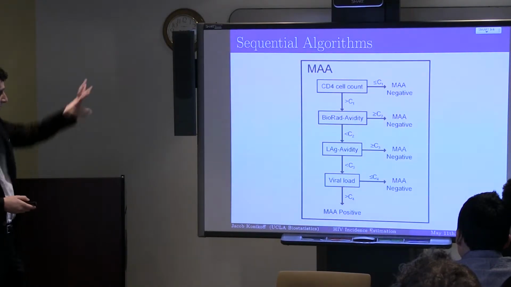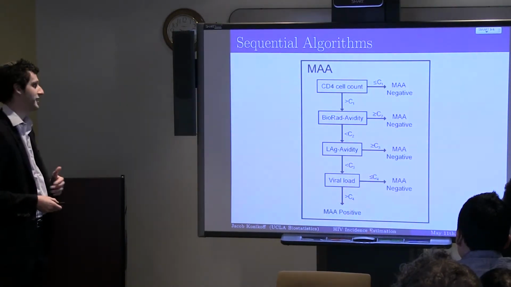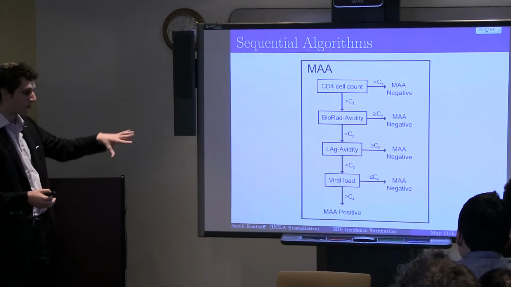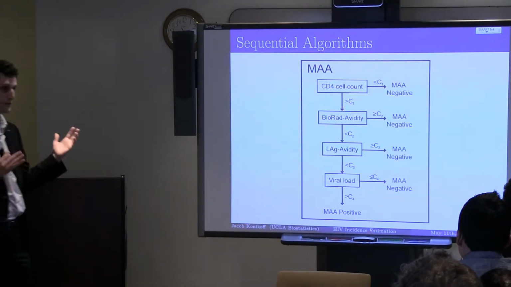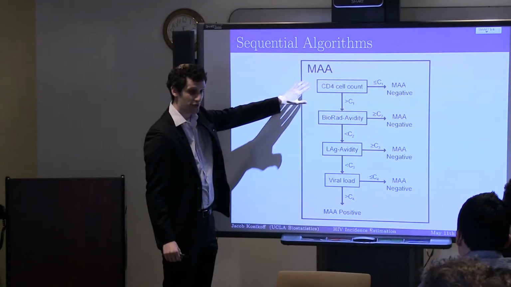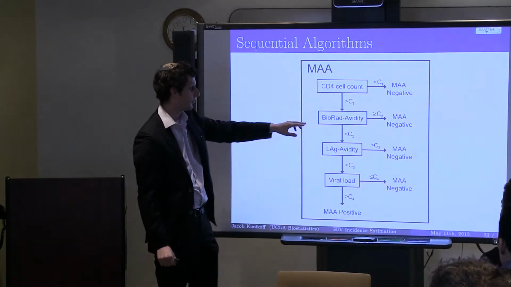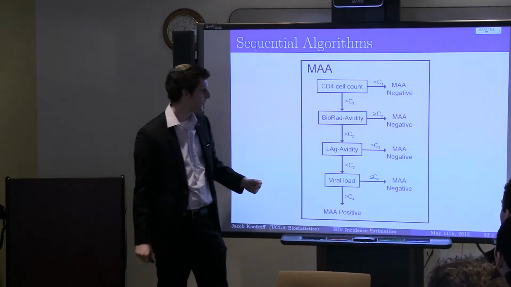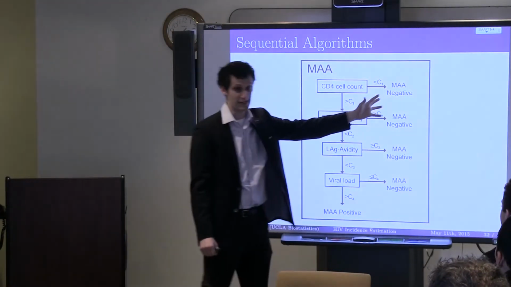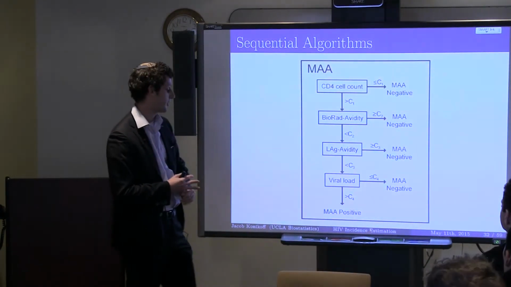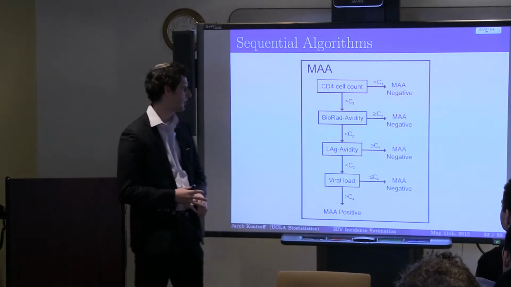And that led us to look at what we call multi-assay algorithms, which are sequential algorithms that use 4 different assays. You could potentially use more. Here's what we looked at. We're going to include CD4 cell count. It's going to have some cutoff. If you're below that cutoff, let's say 200, that's clinical AIDS. Your MA negative, which we're going to say is associated with long-term infection. MA positive is going to be associated with recent.